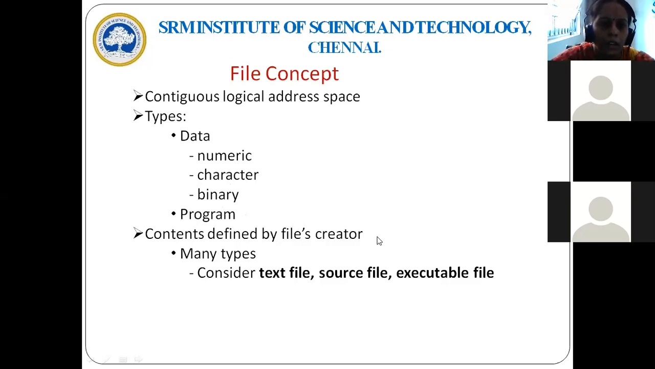So here the content will give you the file information, such as who is the file creator. There are many types of files available, and we are using them, such as the text file and source file. A source file may be any of your libraries, or your application program, and we are going to convert that into an executable file. So these are some of the files we use nowadays.